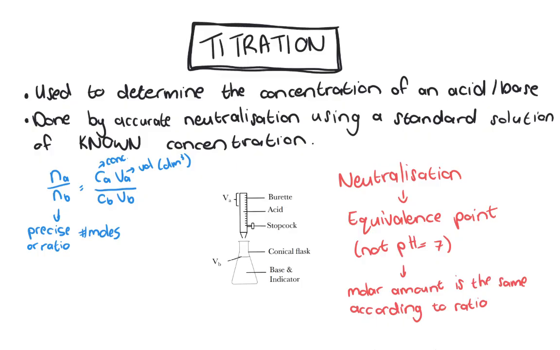Normally, I just want to mention, it's the base in here, with an unknown concentration of acid. It doesn't necessarily have to be that way around. It can be the other way around as well, depending on which concentration you know. The known concentration is in here, either your acid or your base, and then you want to determine the concentration of your unknown. So this is my standard solution, and that is my substance with the unknown concentration.